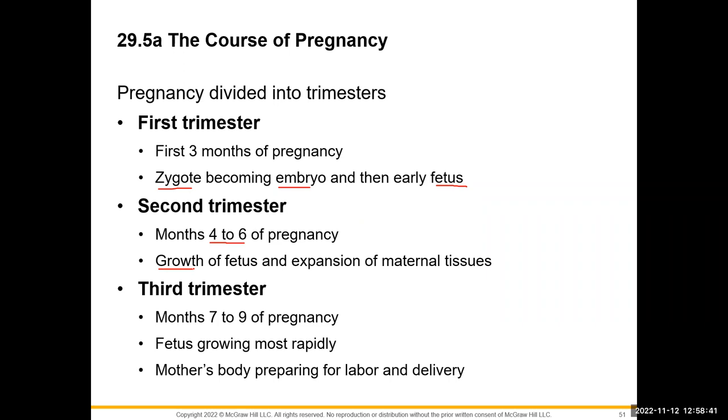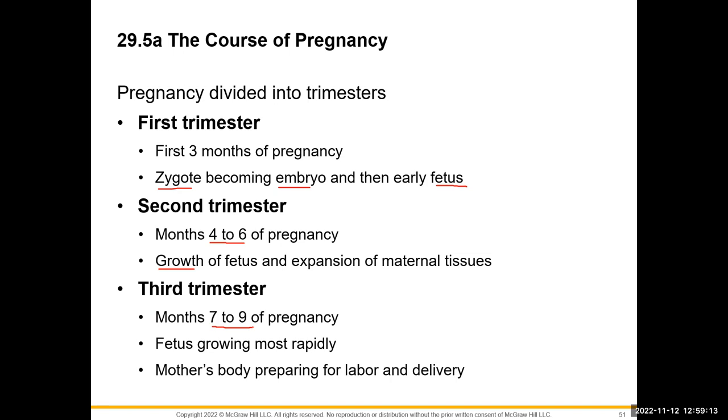We're going to start to see some changes in other tissues in the mother, in the breasts. She's going to start to see some breast enlargement as her body's preparing for lactation and nursing for the baby. Then the third trimester, the remaining part of the pregnancy, is months 7 through 9. And this is where we're going to see the fetus grow the most. We're going to see some weight gain on the fetus. The fetus is going to elongate and get longer.